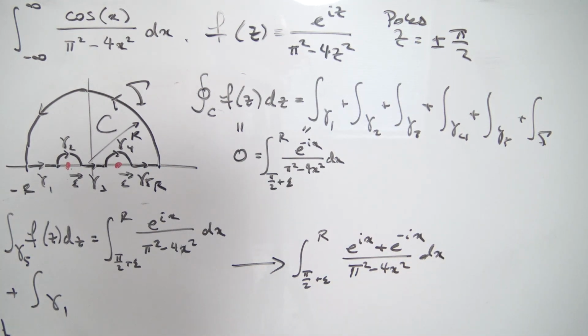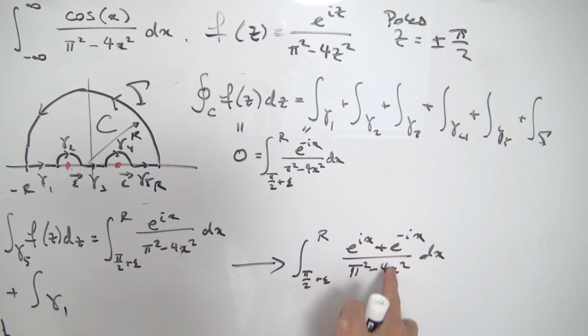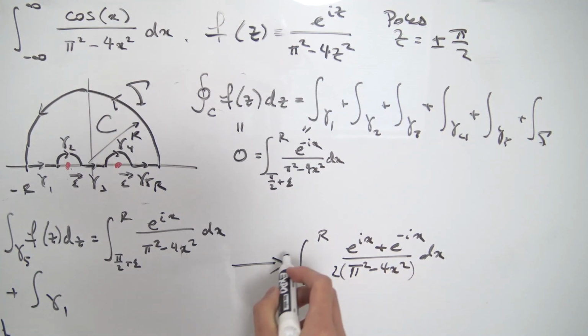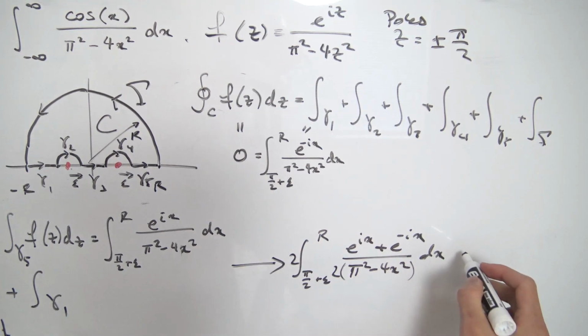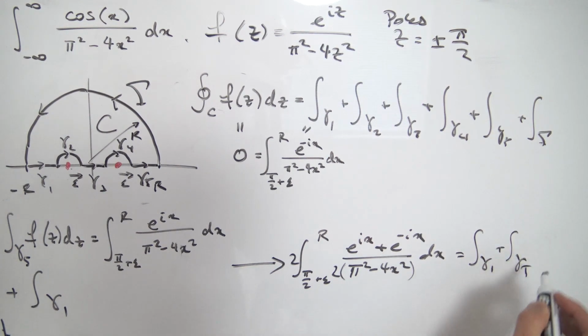Okay, and why exactly did I do that? Notice the numerator right here. That looks an awful lot like the complex definition of the cosine. We have e to the i something plus e to the minus i something, and all we're really missing is a division by 2. So let's just force a division by 2. So let's introduce a factor of 2 down here. And we can't just multiply by 2 on the denominator. We have to do the same for the top as well. So you have a 2 in front there. So this, remember, that's the integral over gamma 1 plus the integral over gamma 5.